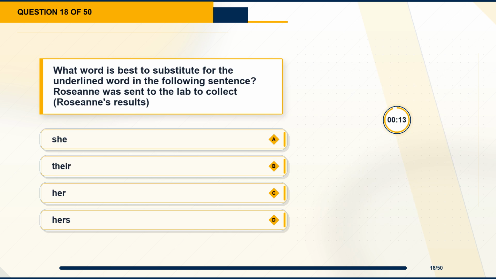Question 18. What word is best to substitute for the underlined word in the following sentence? Roseanne was sent to the lab to collect Roseanne's results. Option A, she. Option B, their. Option C, her. Option D, hers.